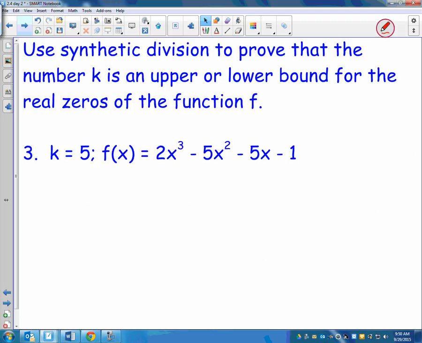I think that's it for me. And your homework says exactly this. Use synthetic division to prove that the number k is an upper or lower bound for the real zeros of the function.